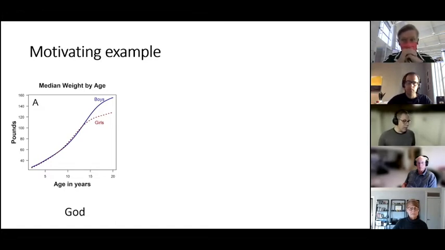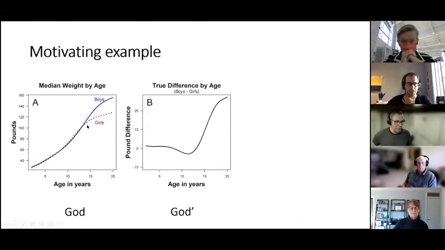So this is how God made us, right? Boys grow heavier over time than girls do, but at first we start about the same until we hit puberty, basically. This is the first derivative of God, right? This is how the slope changes over time. So this is girls hitting puberty a bit before boys do.